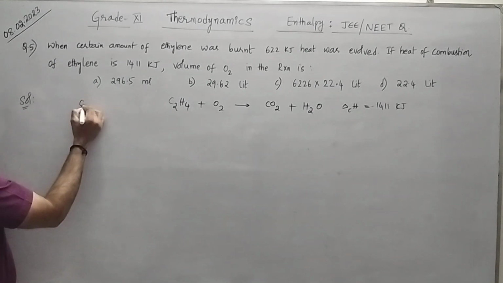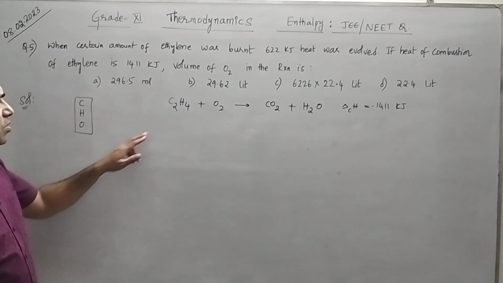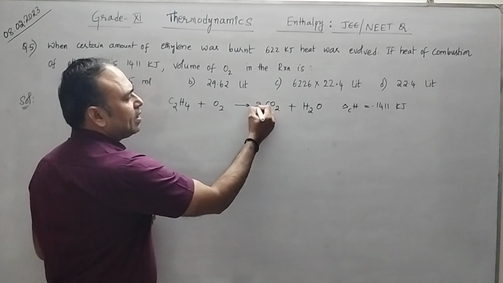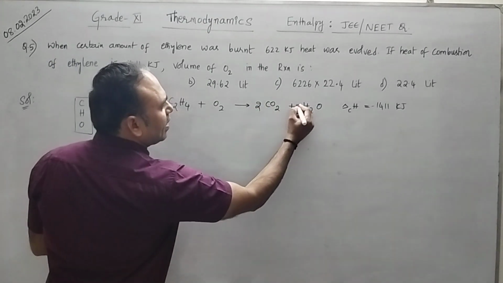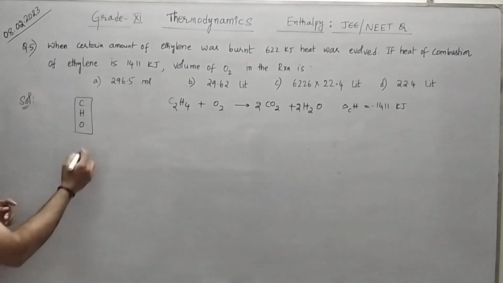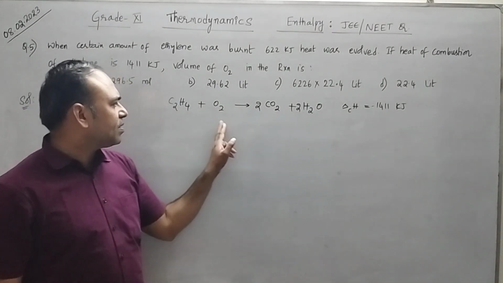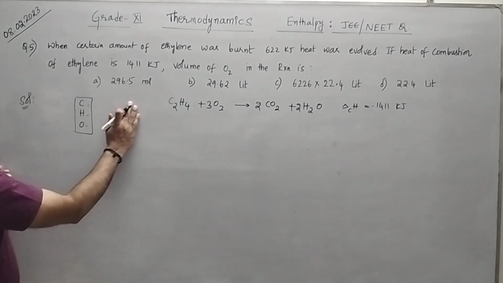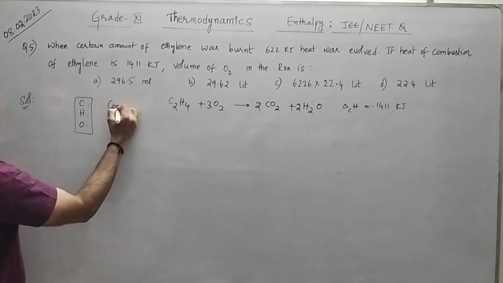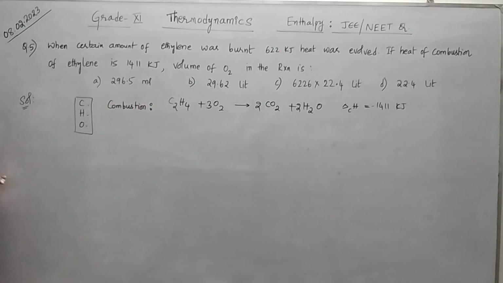Always it should be balanced in the order of C, H, O for combustion equations. So 2 carbons, write coefficient 2 here. Next 4 hydrogens, hence we write 2H2O. Last part is how to balance oxygen. 2 into 2, 4 plus 2, 6. Therefore here write 3 O2. So this is nothing but the combustion reaction of ethylene.